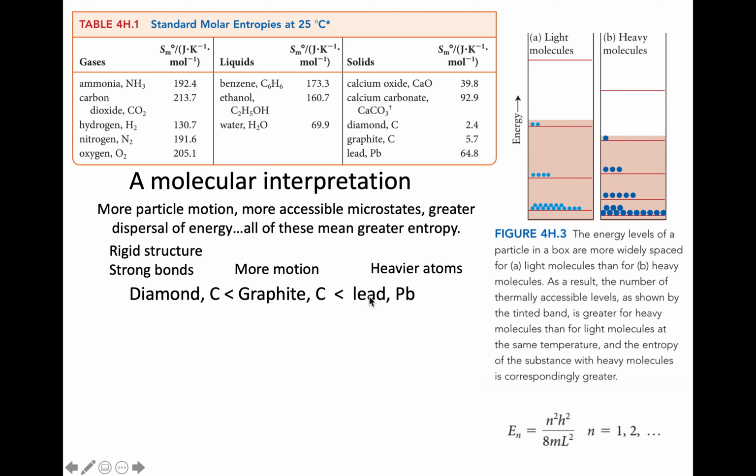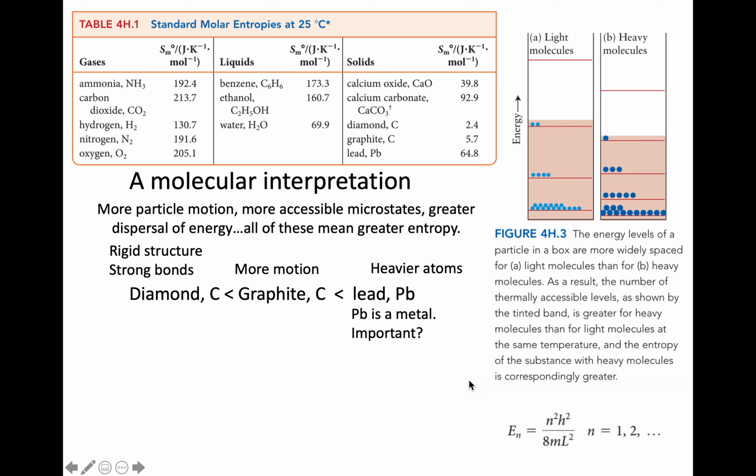How about with lead? Well, with lead, I think I've got one feature. They're heavier atoms for lead than it would be for carbon. And we've seen that in a quantum mechanical description, that makes more microstates accessible, and so that would lead to a greater dispersal of energy. Back to sort of our particle in a box description. Now, if I'm looking at that, I'm also thinking, well, lead is a metal.